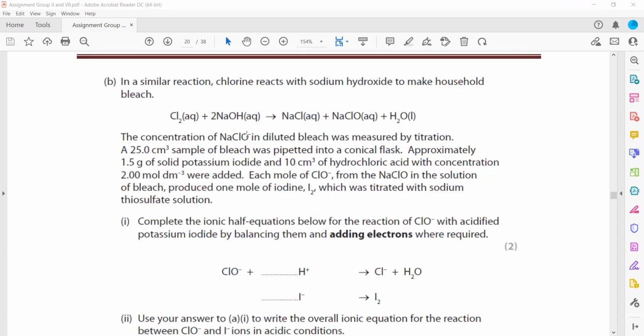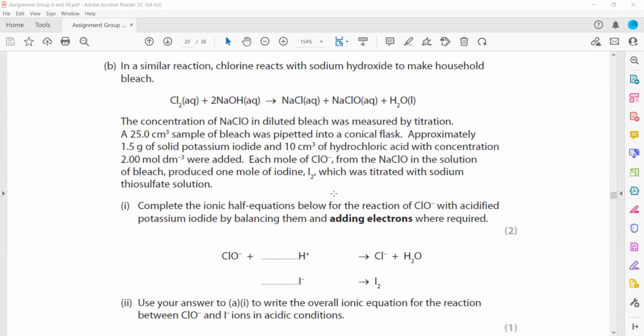In a similar reaction, chlorine reacts with sodium hydroxide to make household bleach. The concentration of NaClO in diluted bleach was measured by titration of a 25 cm³ sample. Approximately 1.5 g of solid potassium iodide and 10 cm³ of hydrochloric acid are added.